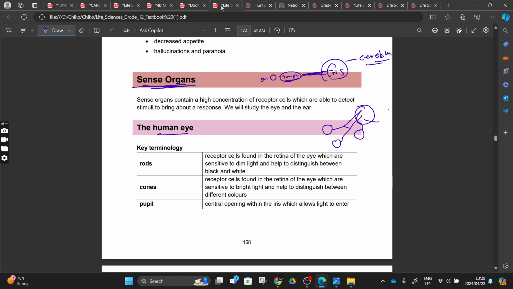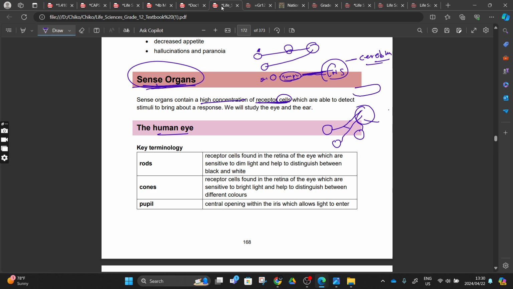Okay, so what are these sense organs? I told you we have 5 sense organs, and these sense organs contain a high concentration of receptor cells, right? We talked about the receptor cells previously. We say this one will be the receptors, and then in that part will be the receptor cells, right? So our sensory organs have more and more of these receptor cells.